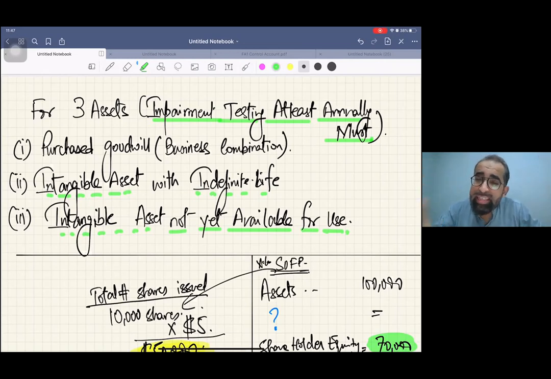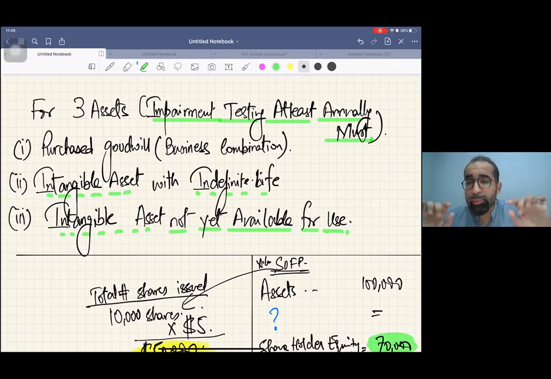Why has the standard made it mandatory that for these three assets, the impairment testing is a must at least annually? Because these are the three assets which we don't depreciate. See, goodwill, we don't depreciate. Intangible asset with indefinite life, we don't depreciate till the life is indefinite. An intangible asset not yet available for use, we don't depreciate because it's not yet available for use. So that's why the standard has made impairment testing at least annually compulsory.